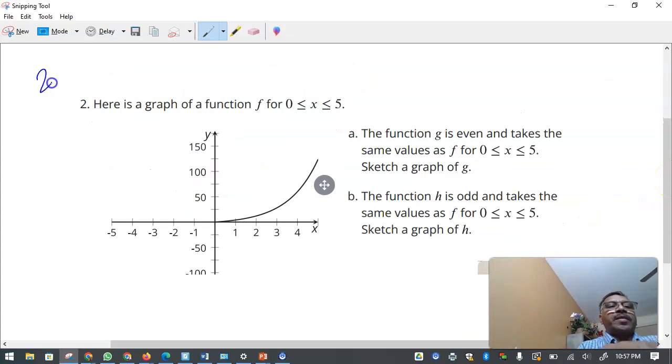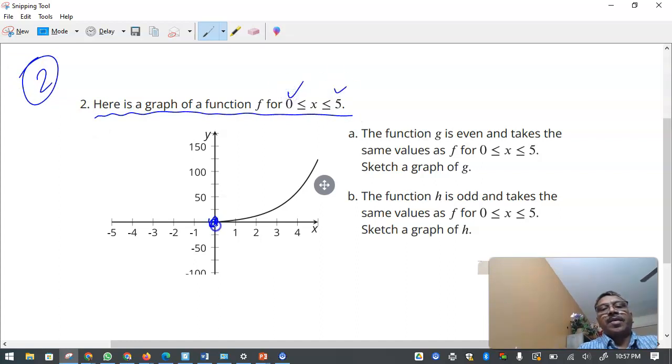In the second question, I want you to pause the video and try it yourself. They give you the graph from 0 to 5. So this graph is given this way. What you're supposed to do is, the function g is even. So you're supposed to draw another one which is even and takes the same values as f from 0 to this.